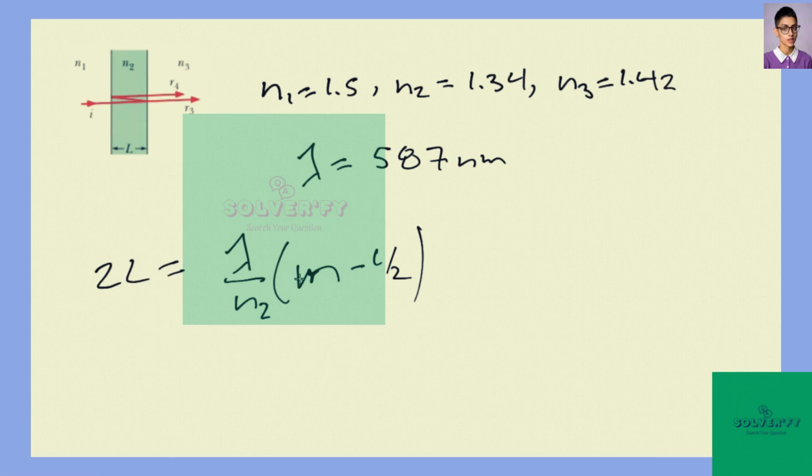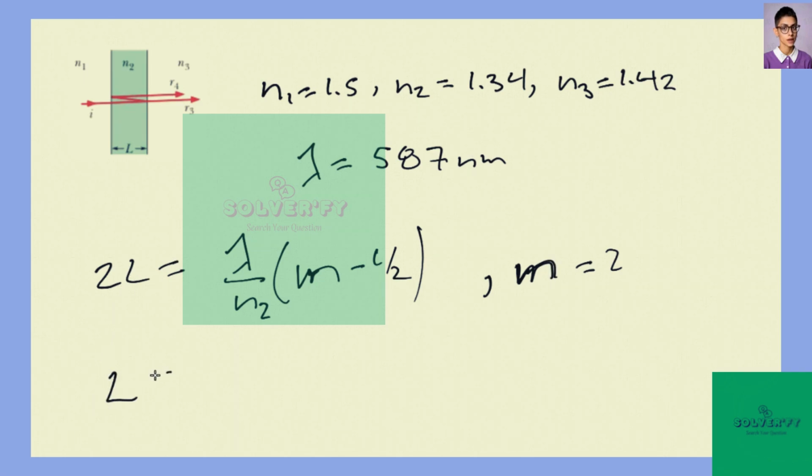But you can see m here is some integer, and it can be any integer, so there are multiple thicknesses that will satisfy this, and they want us to find the second smallest thickness. So second smallest thickness means that m here is equal to 2, right? Because the smallest will be m equals 1. So we have m equals 2, and so we can just solve for L here.